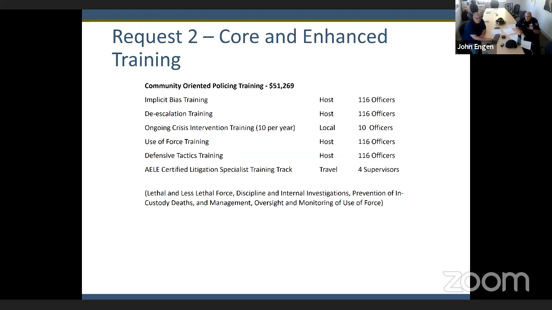So we took a different approach to developing that ongoing training curriculum and development for our officers. And we broke it down into 3 components. The first component is a community-oriented policing training program.